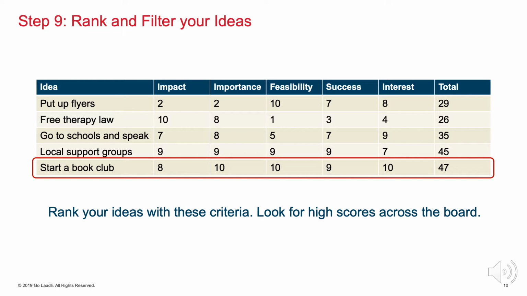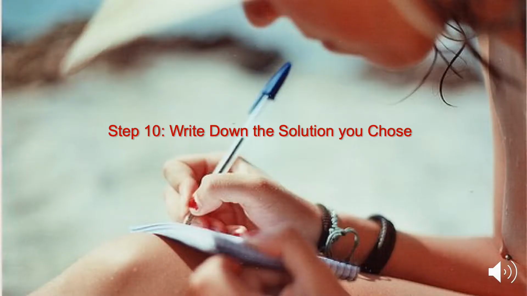One thing to remember with feasibility is that if the people that need to change or do the work are the same as those that benefit, that's going to increase the feasibility of your solution. If you really need other people to change, that's going to decrease feasibility. So for example, the free therapy law. Step 10, write it down.